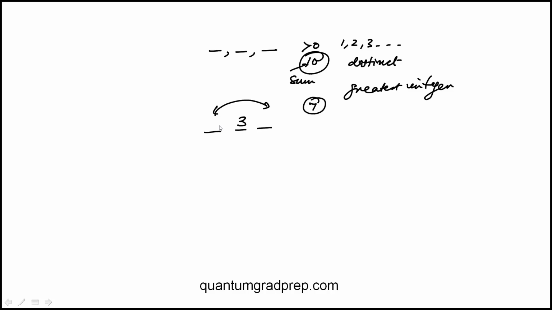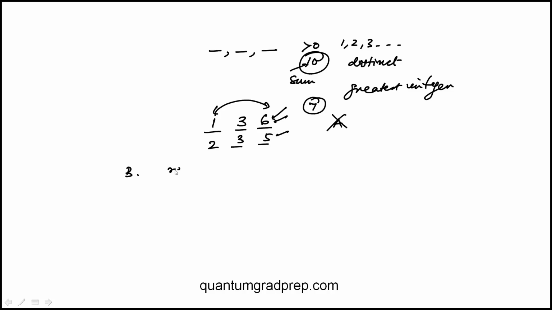And I'm going to try to generate some cases where I would get different values for the greatest integer. For example, it could be 1 and 6, or it could be 2 and 5. Here, in both cases, the sum is 10, and the greatest integer has 2 different values. So A is not sufficient. So we look at B.